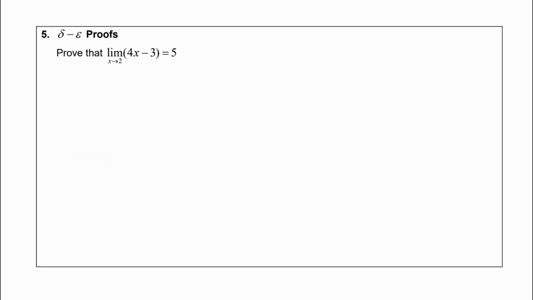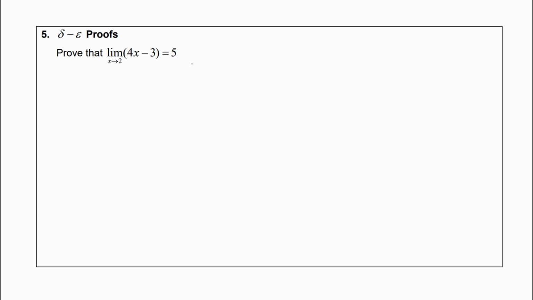So now we're actually going to learn how to prove the limit of a function using the formal definition of limit. We also call this an epsilon-delta proof, or delta-epsilon proof, or proof by formal definition of limit. So let's see one. Prove that the limit as x approaches 2 of 4x minus 3 equals 5.